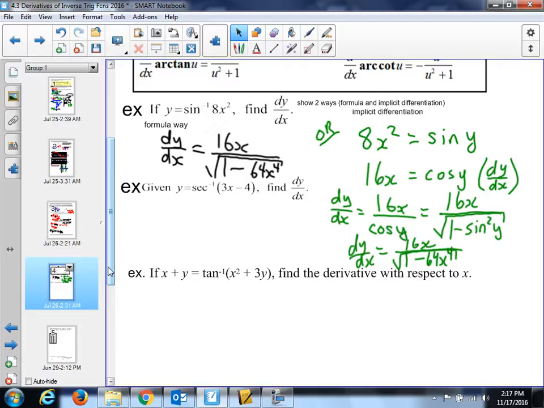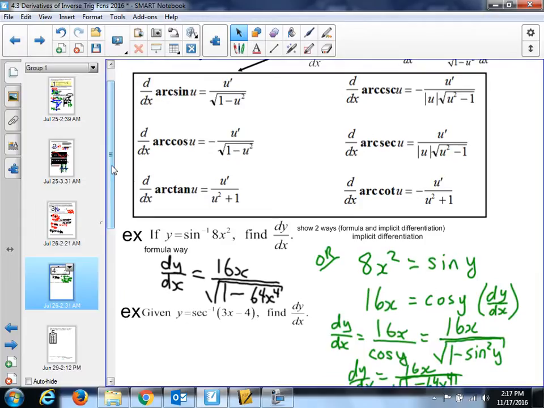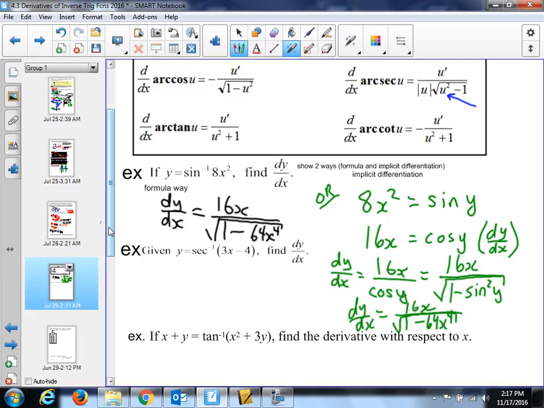The secant inverse of 3x minus 4. The arc secant, or the inverse of secant: when you do the derivative of an expression like this, take the derivative of the inside, then the absolute value of the inside, then the square root of the inside squared minus 1. It's that easy. So dy by dx is equal to u prime on the numerator, so 3, because 3x minus 4.